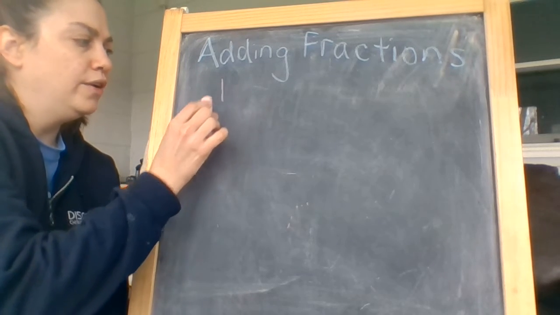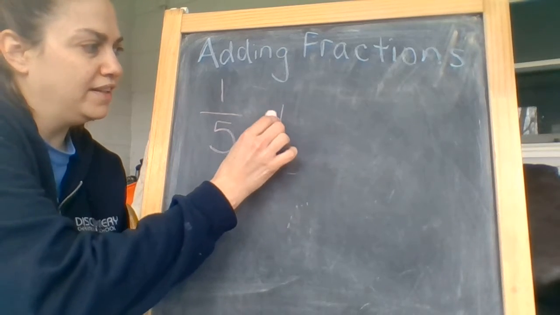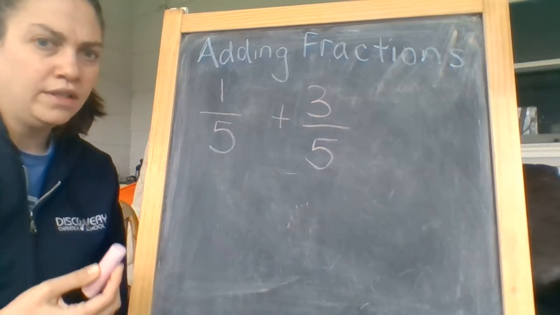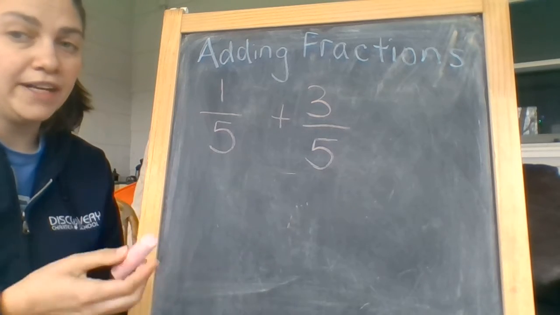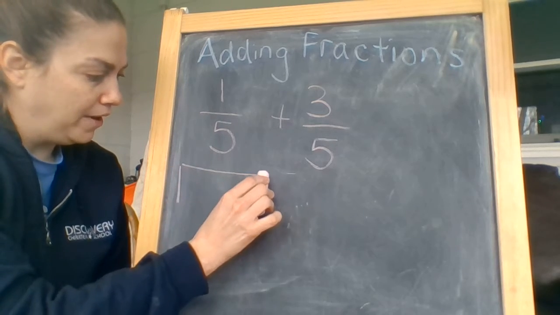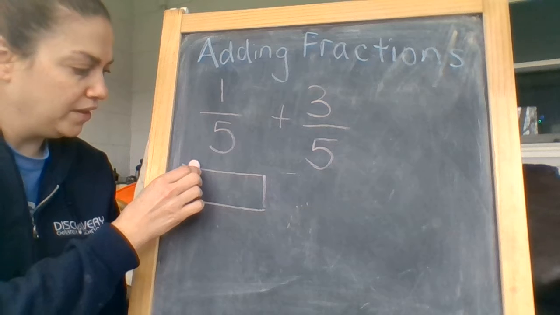So let's add 1/5 plus 3/5. So I'm going to make fraction bars instead of circles. So under 1/5, I'm going to make a bar. And if I want to make 5 parts, I draw 4 lines.